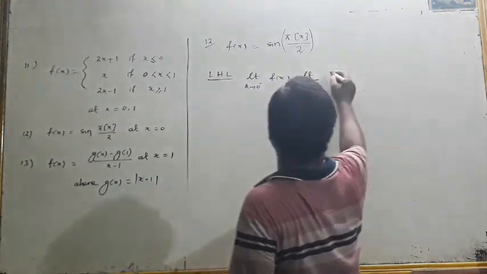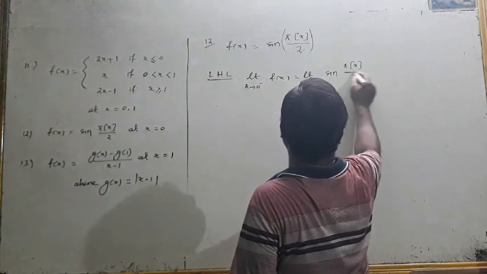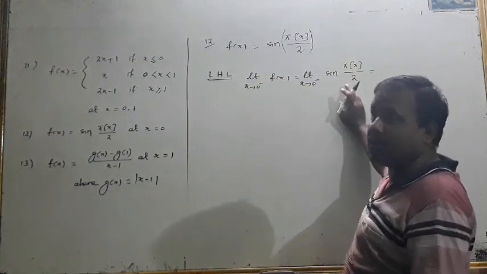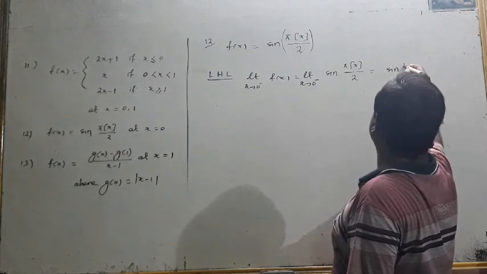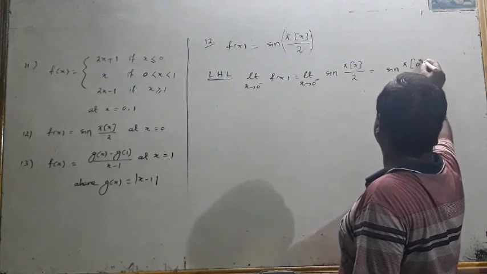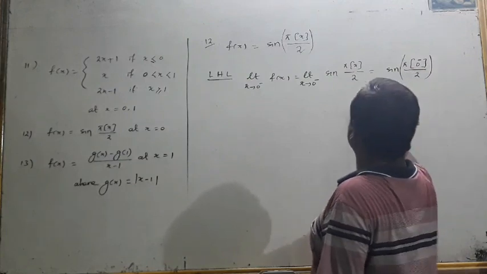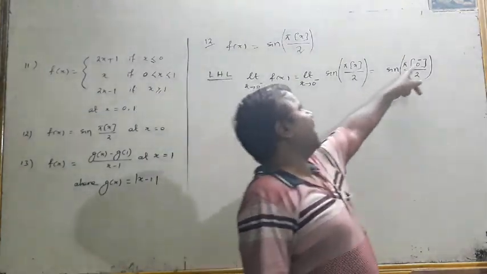In place of f(x), we have to write sin(π[x/2]). You cannot put x equal to 0 directly here because it is a bracket function. So put sin(π[0⁻/2]) here. Now what is the value of [0⁻]?